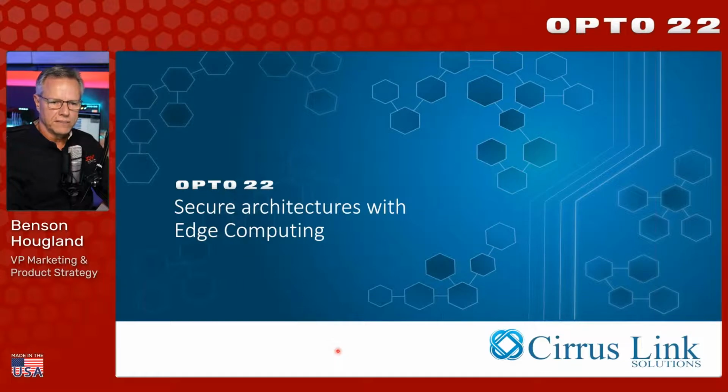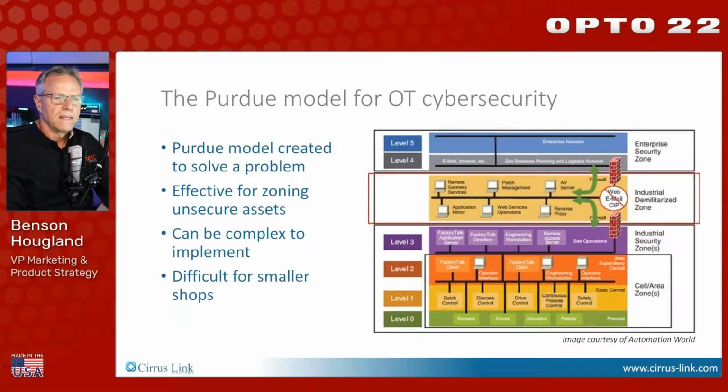I'm going to go over here to my presentation. We just heard a little bit about the Purdue model. Now, real quickly, the reason why this was created was to solve a problem. Naturally, we had issues with devices that might be on the cell area or on the OT zone that were largely unsecure. So, literally 15 years ago, however long it's been, the Purdue model was put together to solve that problem. And it was effective. It was effective at zoning off devices that were largely unsecure from business apps and other business systems, and to provide some layers of security, among other things.